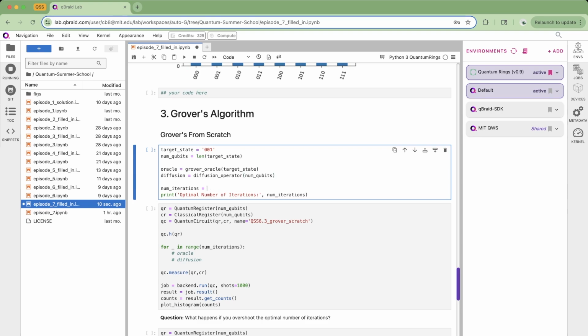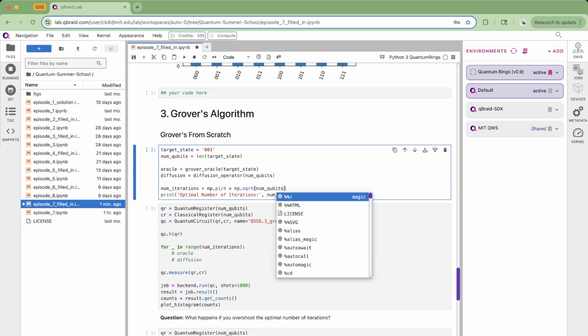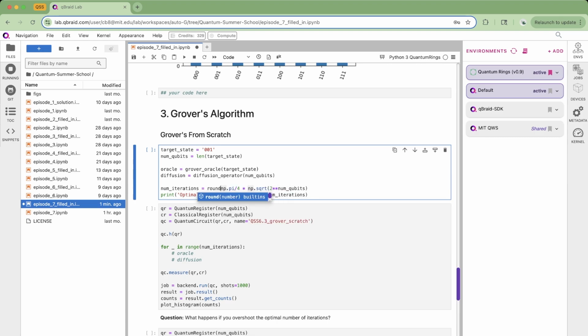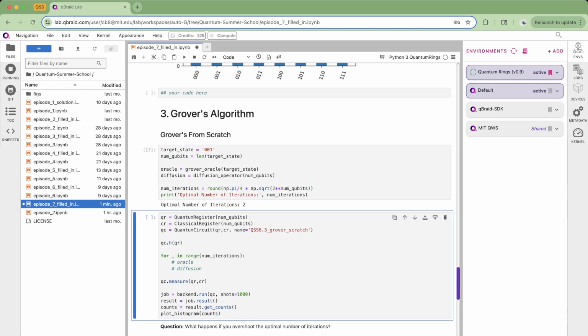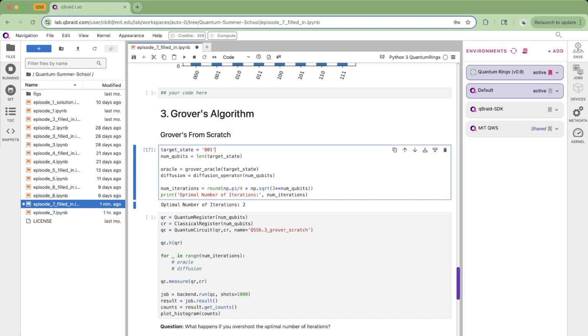And then we need to know the number of iterations that we want to go for. So we know that the optimal value should be approximately pi over 4 times the square root of the number of bit strings. So that should be 2 to the number of qubits. And we want to round this because this might not be an integer. So for instance, if the target state has 3 qubits, then the optimal number of iterations would be 2.